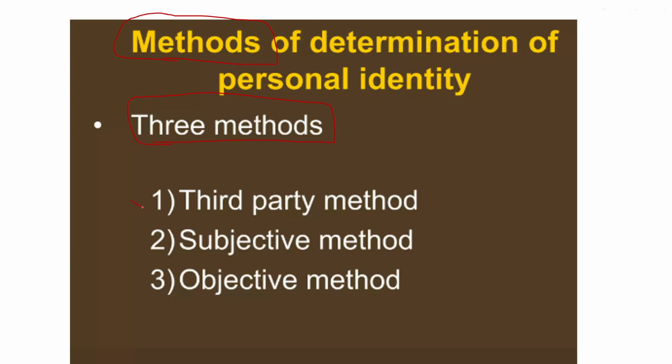All right. First one is third party method. Second one is subjective method. And third one is objective method. Third party method in which the person is not involved by himself and the information is given by somebody other than the person himself. All right, like the cousins, uncles, brothers, sisters, mother, they are giving information about that person. They will be the third party.